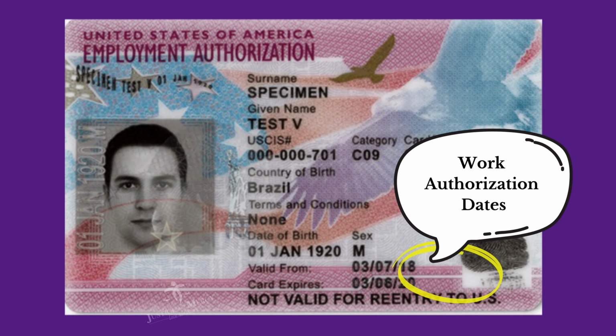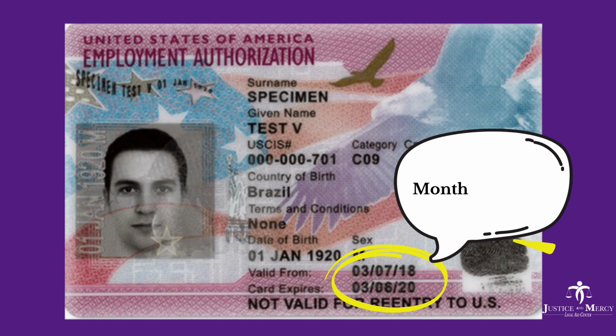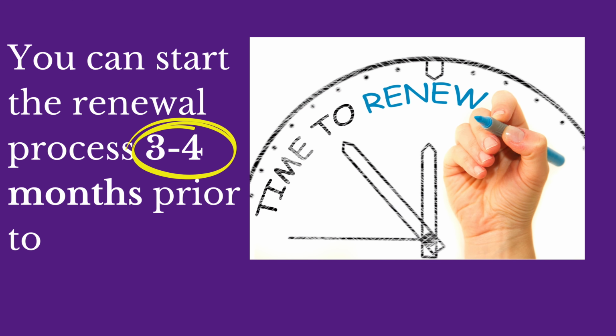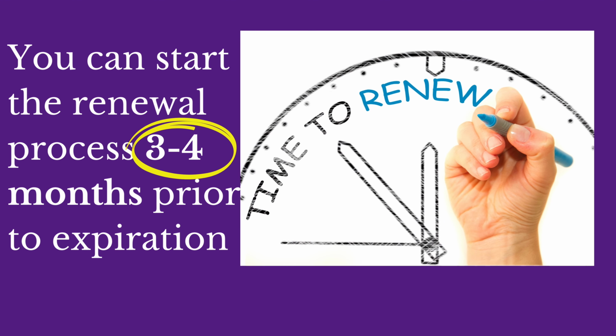I first want to point out that these dates here are the dates that you have work authorization. And it's important to remember that this is in the month, day, and year format. So the month comes first, then the day of that month, followed by the year. We recommend, if your work permit is about to expire within the next 3 to 4 months, that you talk to a legal service provider as soon as possible to renew your work permit.